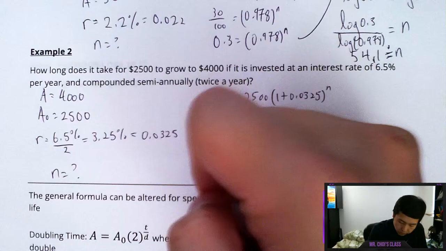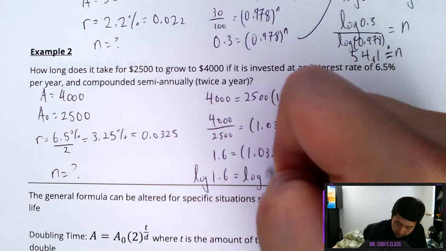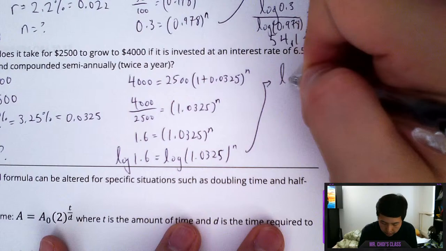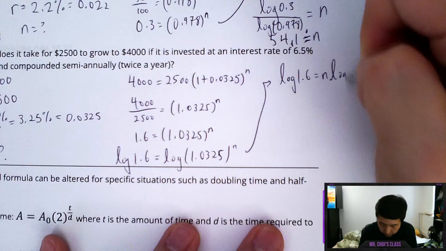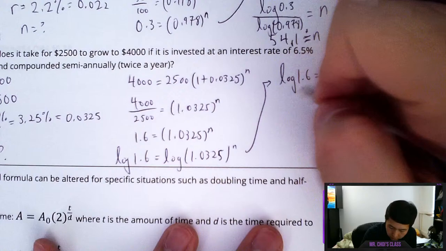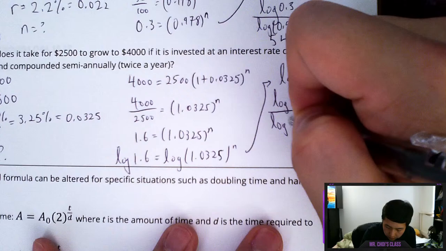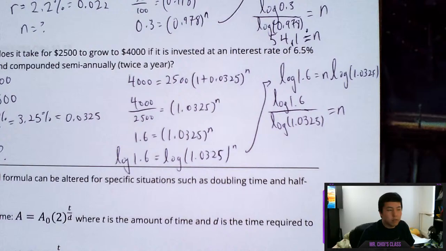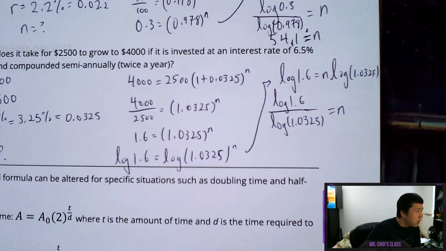Let's log both sides because we are solving for the exponent here. So we're going to do that. And this allows us to write our n in front of our logarithm. And so we get log of 1.6 divided by log of 1.0325 is equal to n. And so the amount of times it takes, log of 1.6 divided by log of 1.0325, is going to give me approximately 14.7.